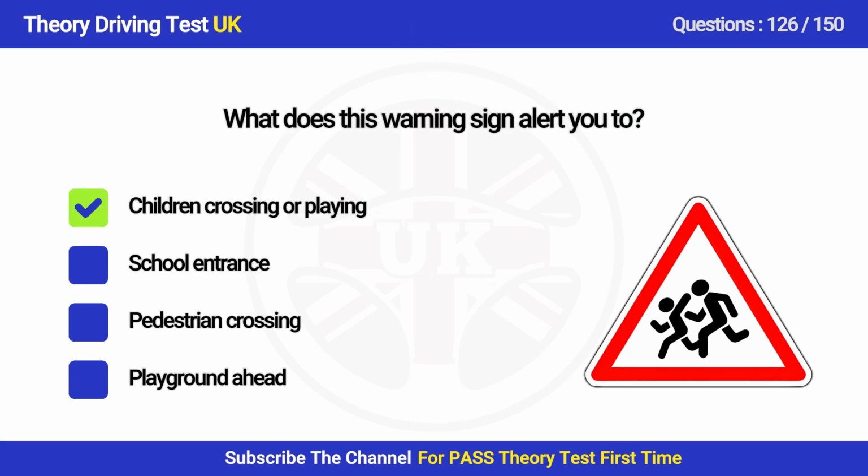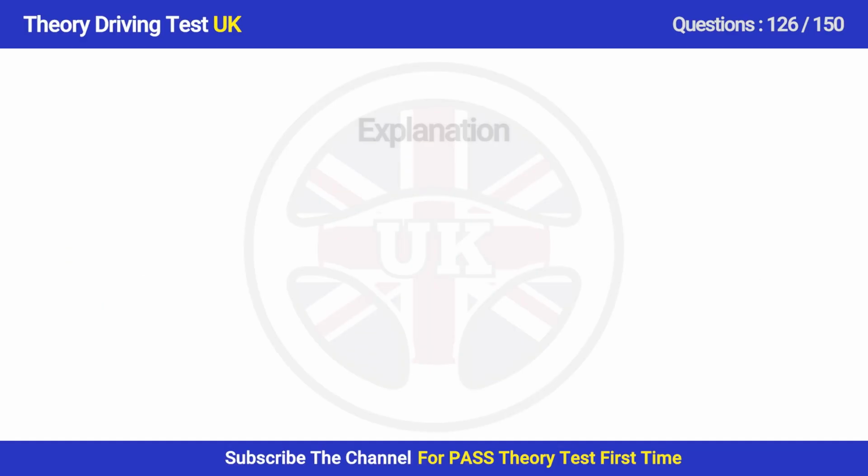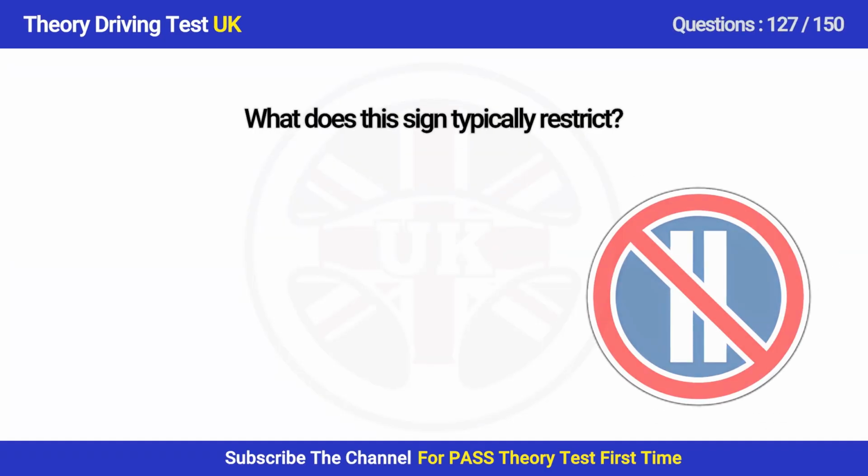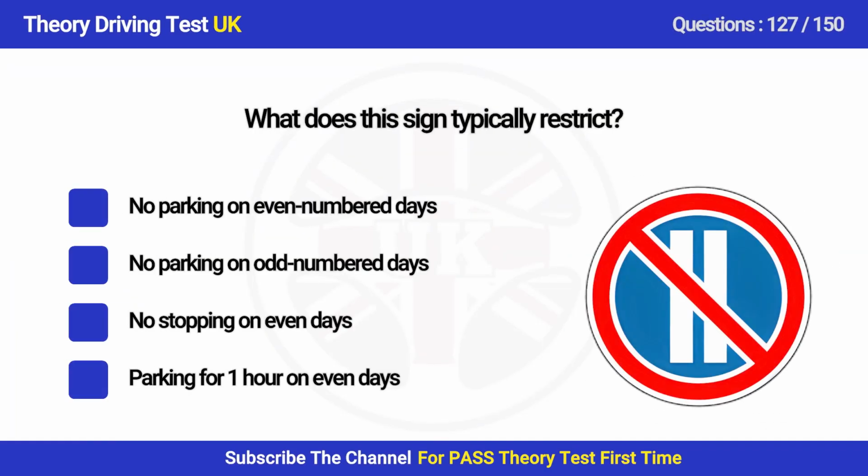Answer is A. Children crossing or playing. This triangular warning sign depicts children, indicating an area where children may be crossing or playing, such as near a school or playground. You should slow down and be extremely vigilant. Question 127. What does this sign typically restrict?